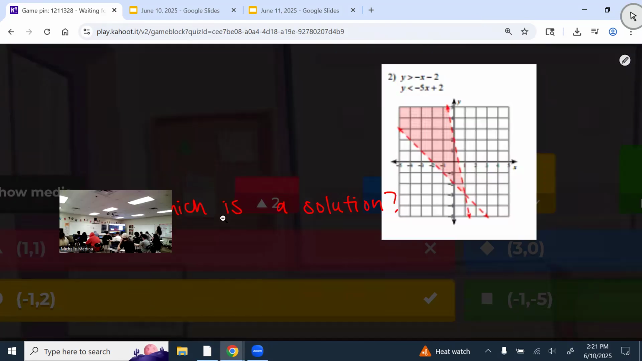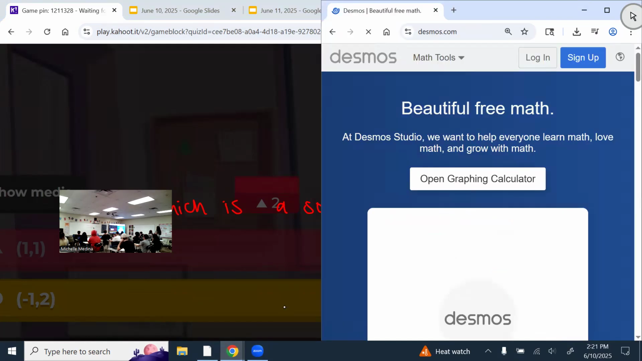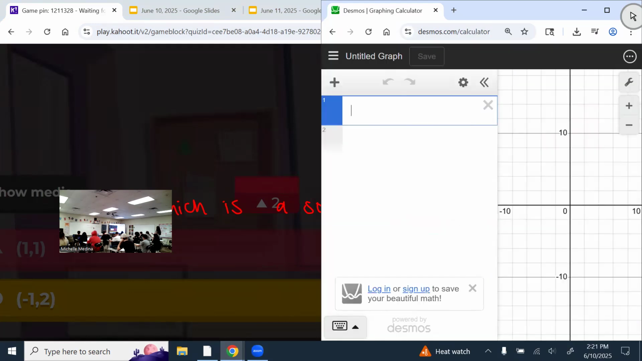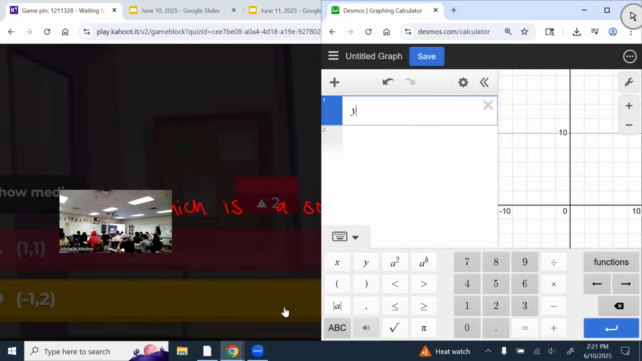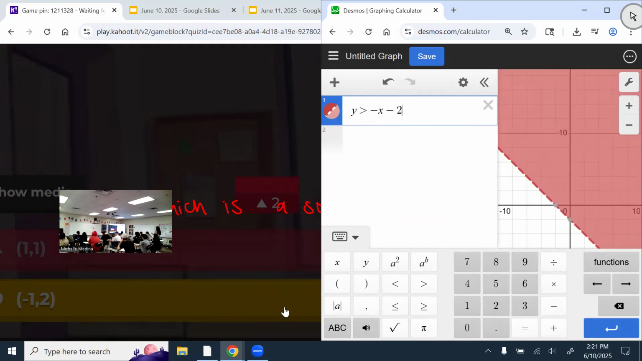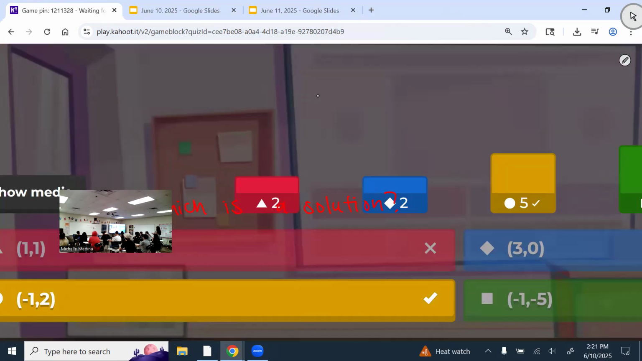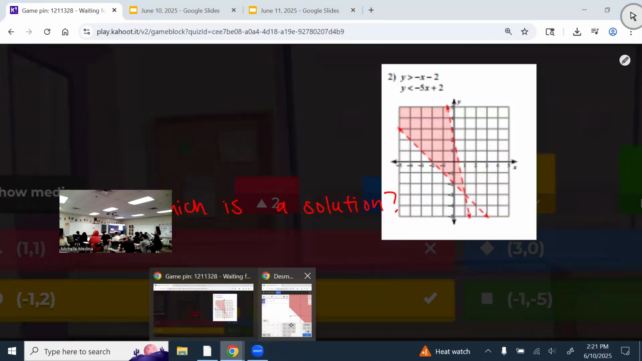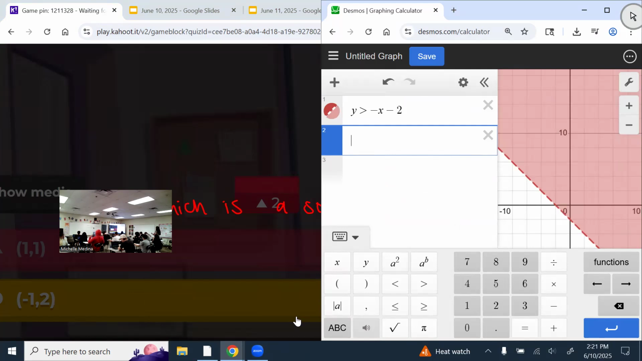All right, so y greater than negative x plus 2. All right, so I have y greater than negative x minus 2. And then the other one is y less than negative 5x plus 2.